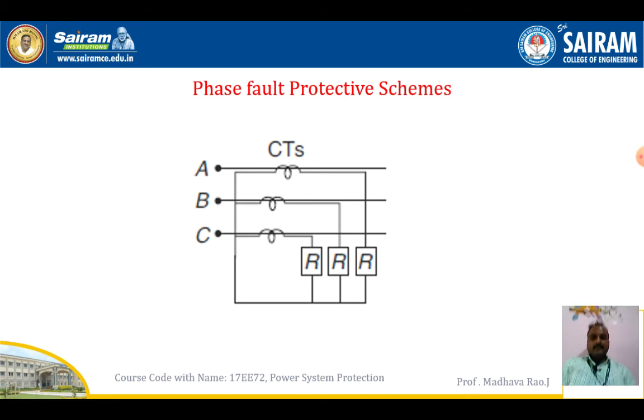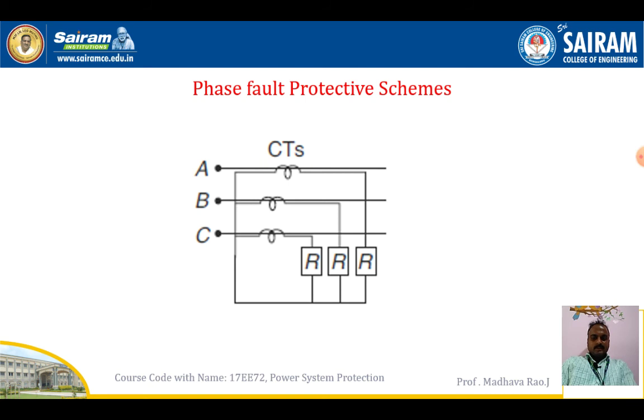Coming to the phase fault, whenever a fault occurs only on the phases and does not involve the ground, it is called a phase fault protective scheme. Whenever one phase current exceeds the preset value or specified value, that particular relay will operate and isolate the fault. It does not stop the other lines, other phases, right?